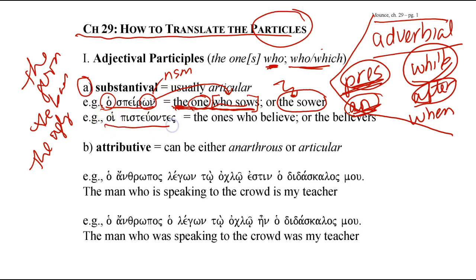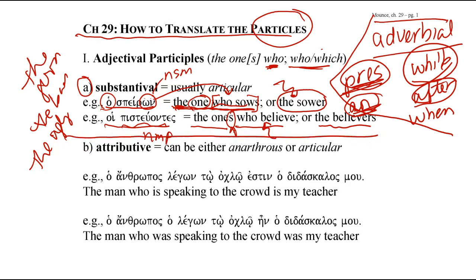So look at this one. You have hoi pisteuontes. This is plural. The ones, and then you have believing in a nominative masculine plural form. So the way I would translate this is the ones, because it's plural, so make sure that you have that, who believe, or the ones who are believing. Yes, it can be simply translated as the believers, but if you see a participle, at least for now, try to translate the participle. So this is a substantive use where the participle is being used as a noun, and the way it's shown that it's being used as a noun is because there's a definite article in front of it.